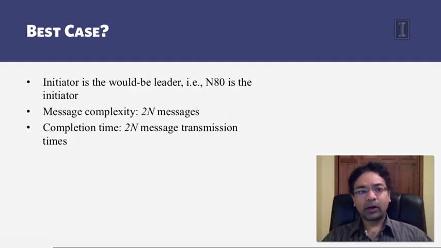What is the best case that can occur? Well, the best case that can occur is that the would-be leader, N80 in our example, is in fact the initiator. So if N80 is initiator, then it starts the election message. It makes one circuit around the ring and gets back to N80, which then makes the elected message go around the ring again, and that's another n messages, and the protocol is done. So that's n plus n, 2n messages, and the completion time is 2n message transmission times.